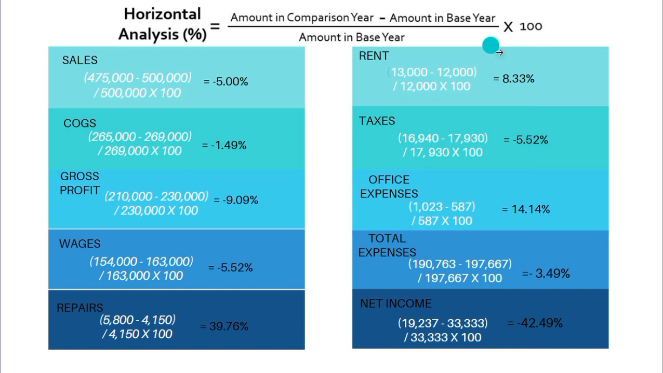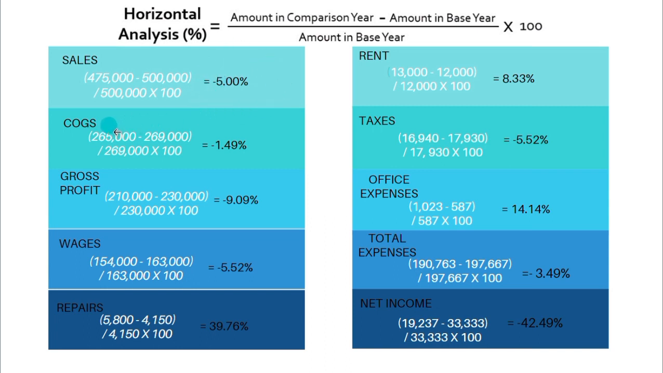For the next slide, we are going to compute the horizontal analysis of the Village Shipping Incorporation. We should always remember that the formula to get the horizontal analysis is amount in comparison year minus amount in base year divided by amount in base year times 100. To compute the percentage of sales, we just need to subtract the 475,000, which is the amount in comparison year, minus 500,000, which is the amount in base year, divide by 500,000, which is the amount in base year, times 100. And this results in a negative 5%.